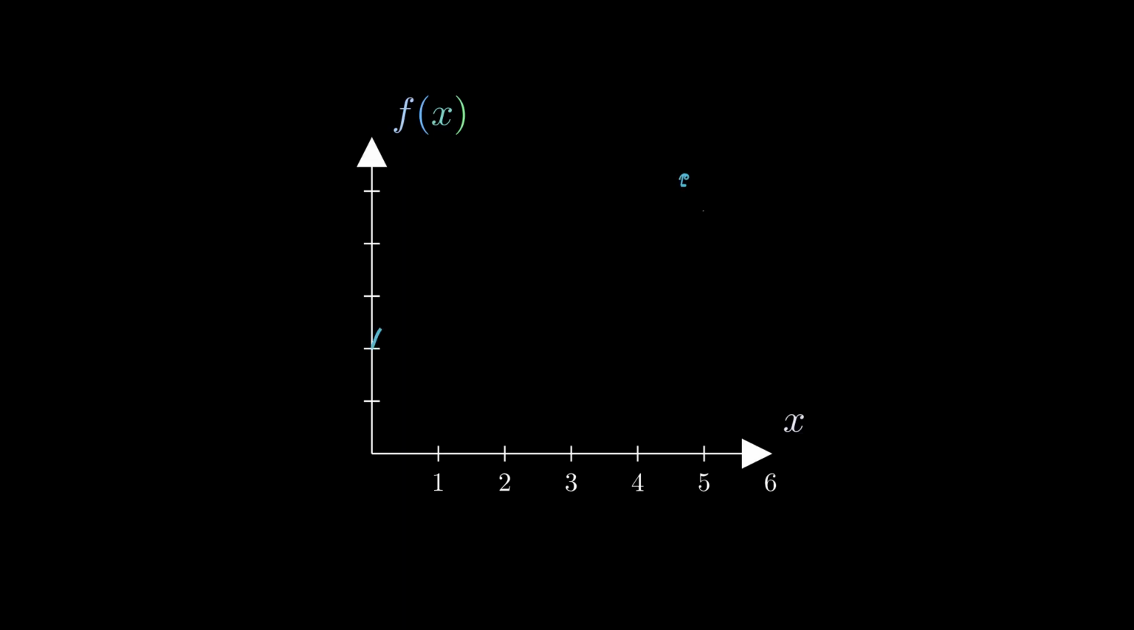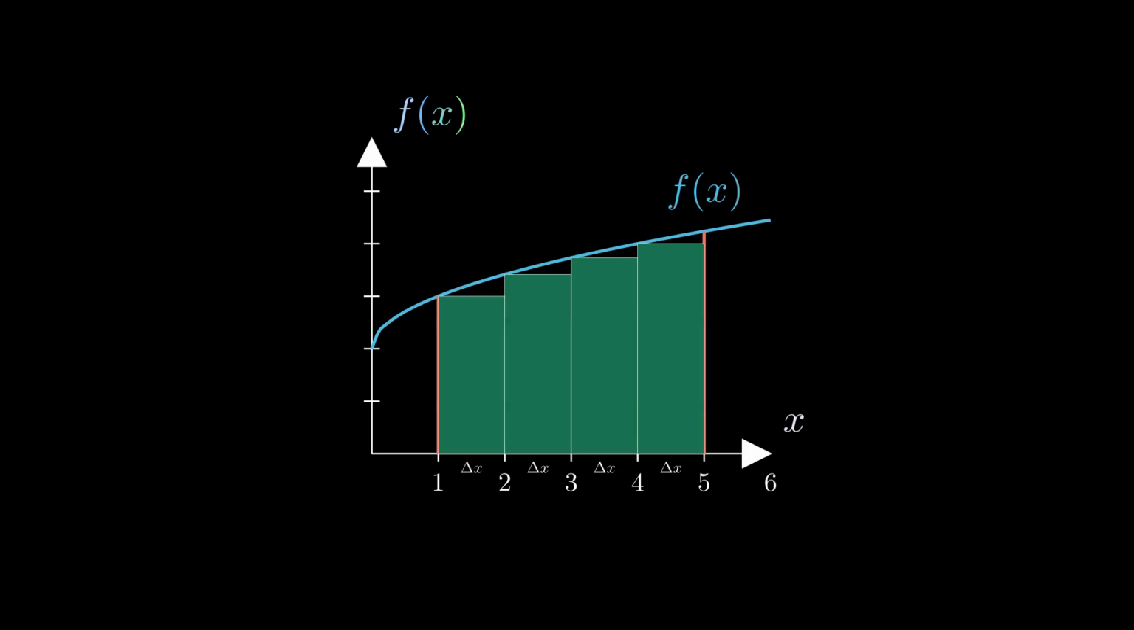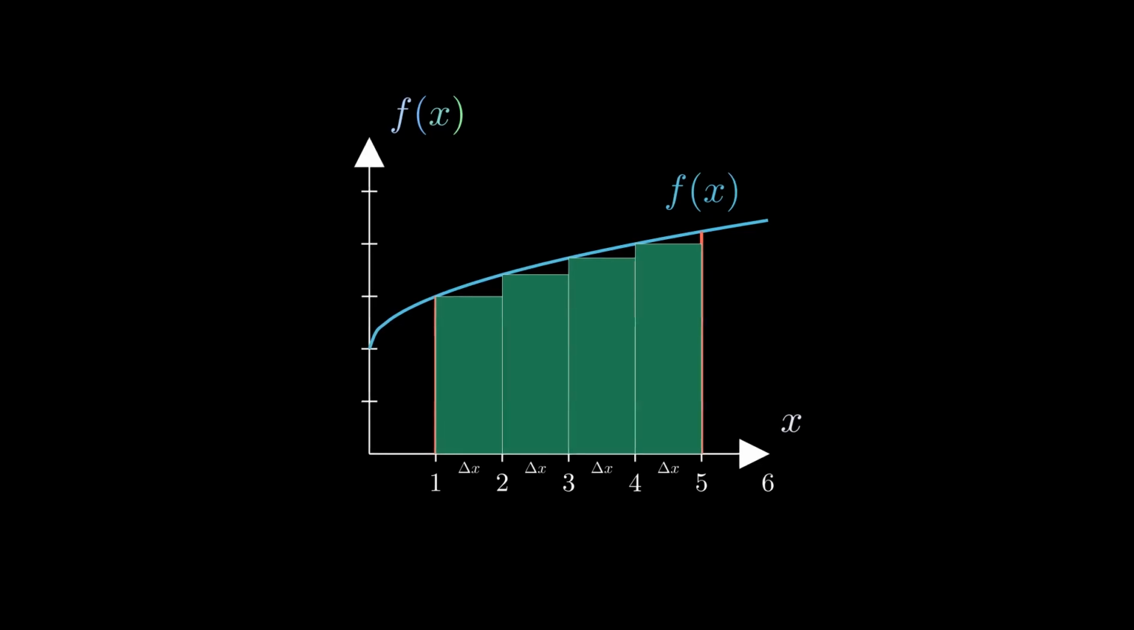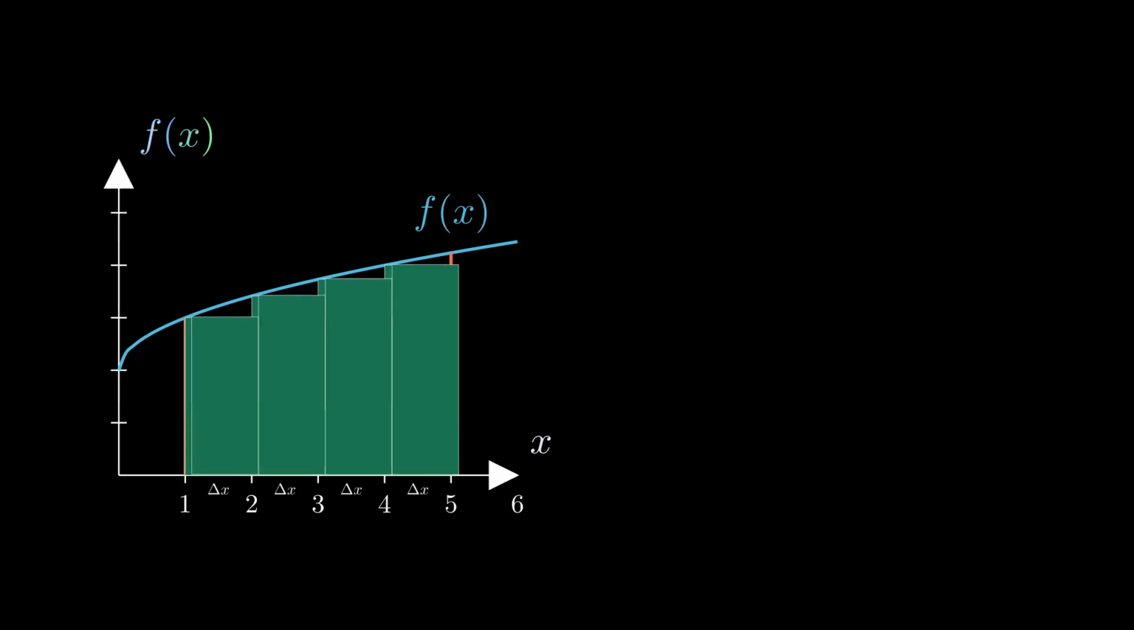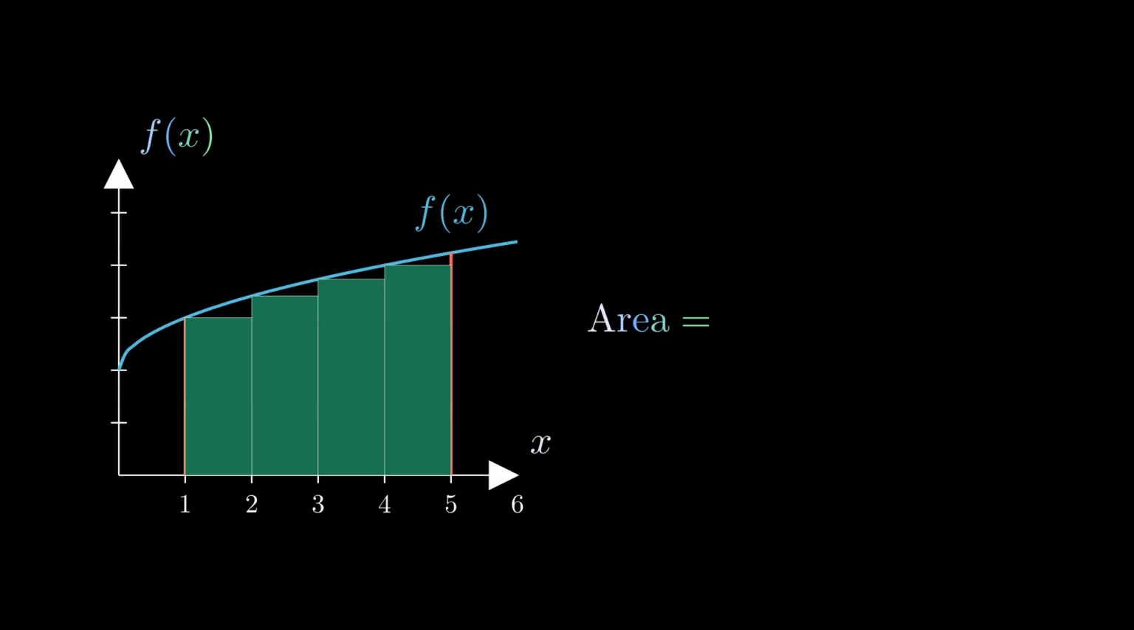Let's try to estimate the area under a curved graph. We can begin by dividing the shape into rectangles. Let's use just 4 rectangles for now. The total area of these rectangles gives an approximation of the total area under the curve. But it's not perfect. There are gaps, and there's error.